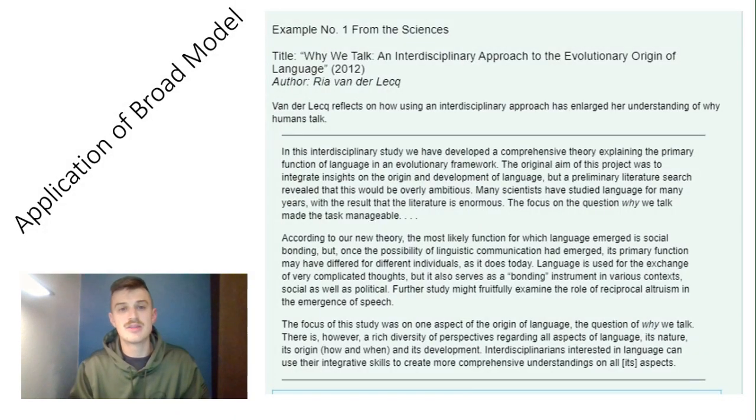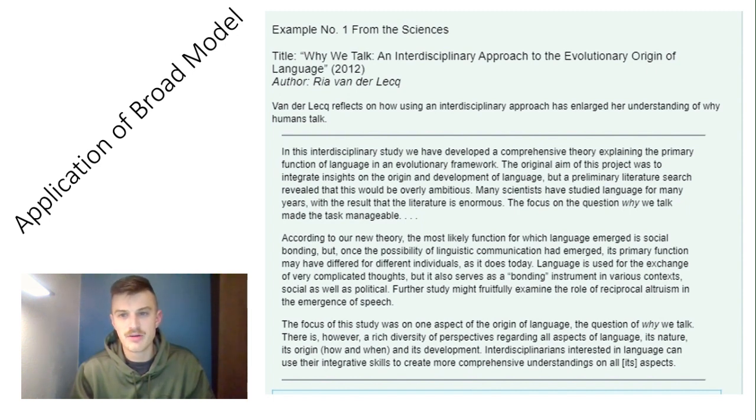So for the fifth and sixth steps, we're going to be examining how Ria van de Leck has broken it down in these 3 paragraphs here, and she's discussing, her phrasing is, why we talk, an interdisciplinary approach to the evolutionary origin of language. So she's going to reflect on this, and I'm going to go ahead and read the 3 paragraphs. In this interdisciplinary study, we have developed a comprehensive theory explaining the primary function of language in an evolutionary framework.